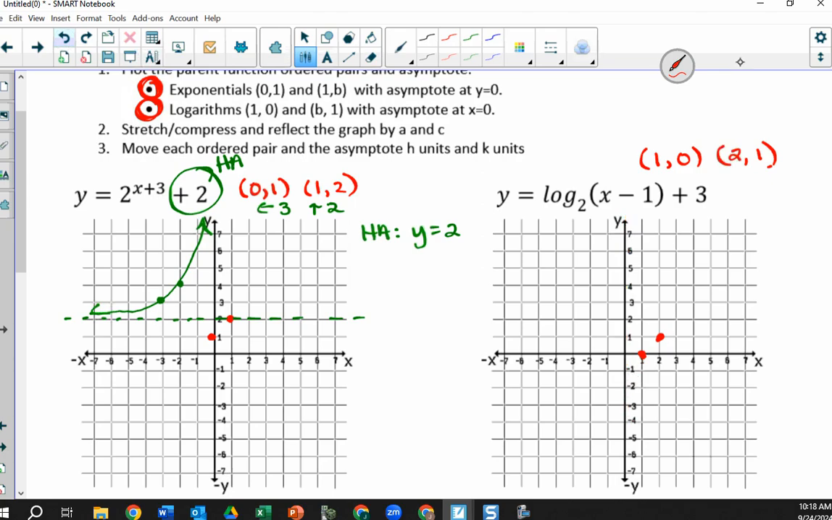Okay, where are we moving? Three, which way? Up. Isn't the 3 outside of the parentheses? Are we moving it 1 to the right? Yeah. And then 3 up? Yes. 1 to the right and up 3. Inside with the x is the horizontal. Outside is the vertical.